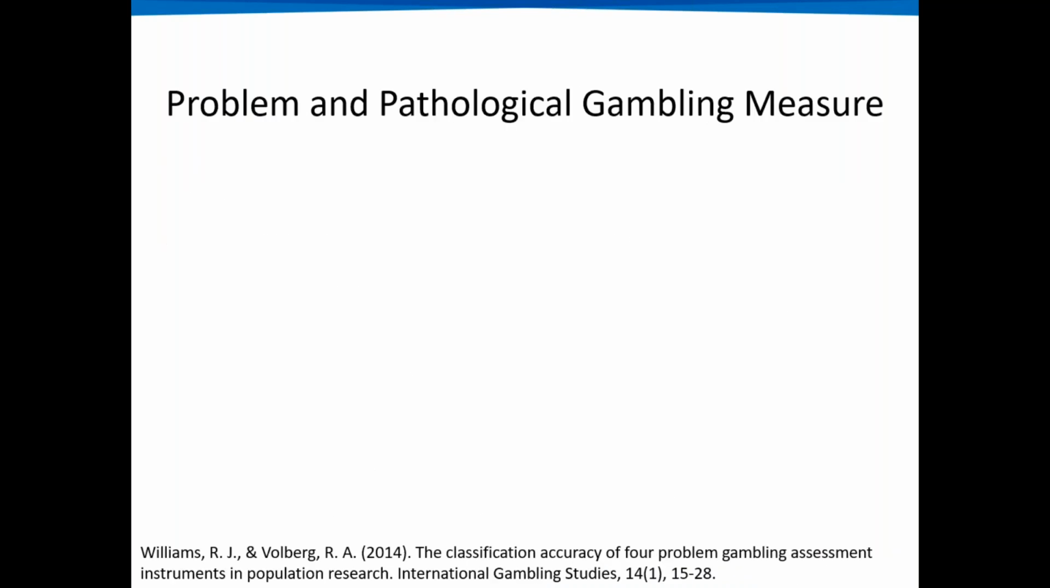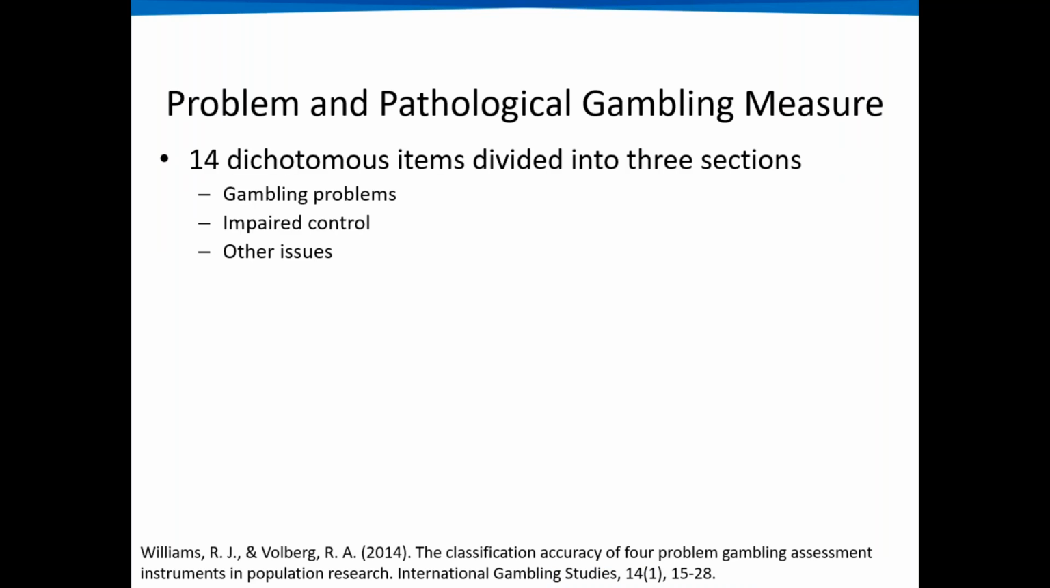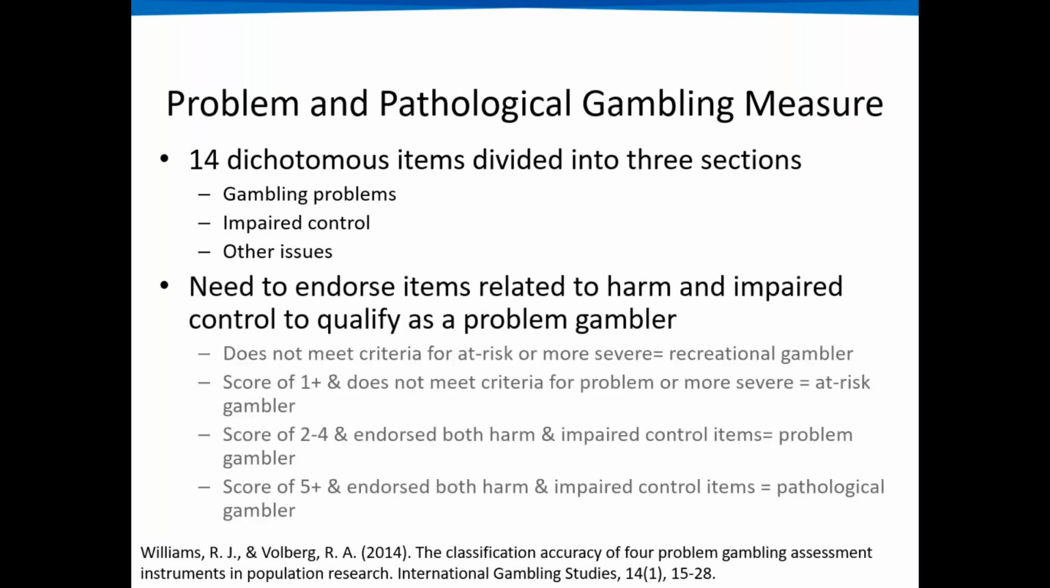And one of the most recent assessments to be developed is the Problem and Pathological Gambling Measure. It includes 14 dichotomous items. Unlike other measures that use basic counts and cutoff scores, the PPGM requires that individuals fulfill criteria in 2 separate domains, harm and impaired control, to qualify for gambling disorder. Gamblers can be classified as recreational, at risk, problem, or if they endorse 5 or more items and endorse both harm and impaired control items, pathological gamblers. More research is needed to determine the validity of this tool since it's so new.